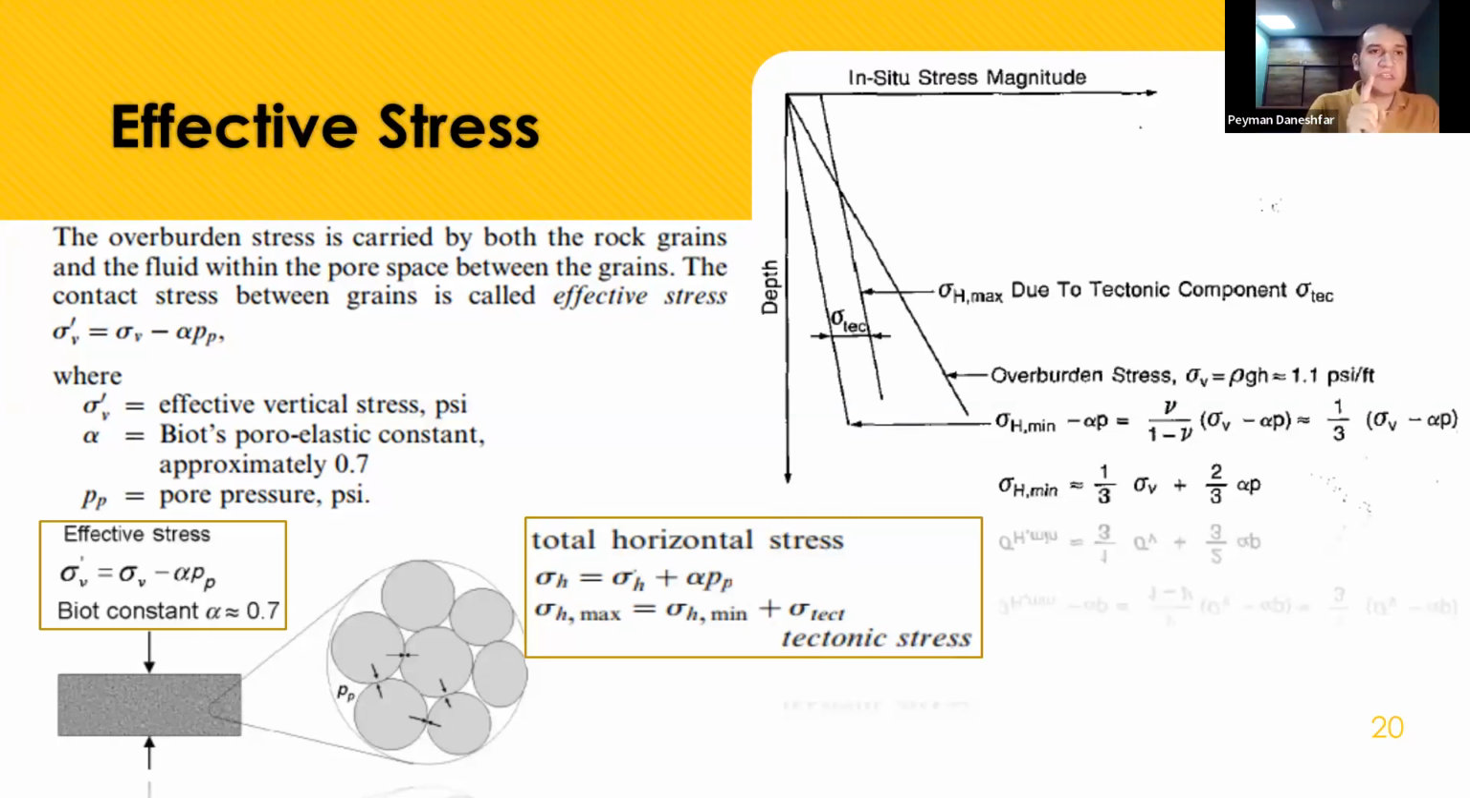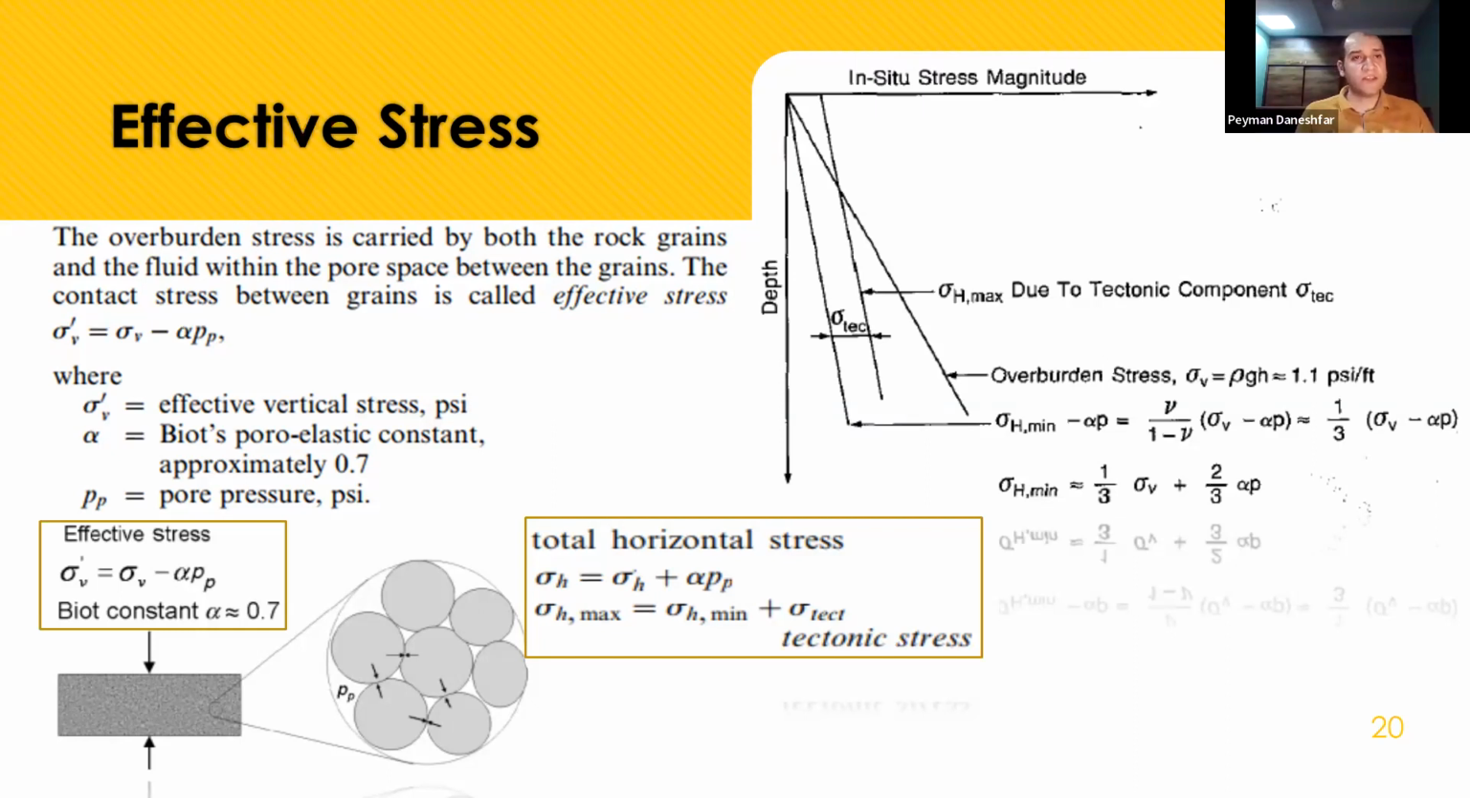Another parameter that we should consider is the pore pressure. You see another, the Biot poroelastic constant approximation, which for sand is normally between 0.6 to 0.8, but we should always consider 0.7. Okay, we find the formula for effective and vertical effective stresses, and you can find another formula here for the minimum horizontal stresses and the maximum horizontal stresses.